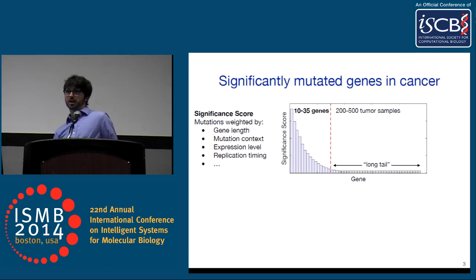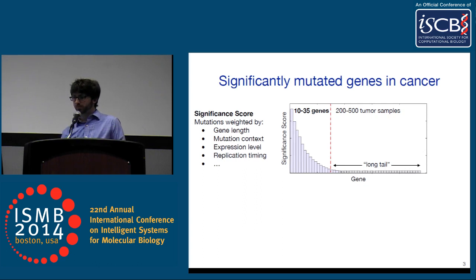And so researchers have applied these scores to large tumor data sets where if you were to plot the results in terms of the significance score against each of the genes, you'd end up with a plot that looks something like this. And so here you have a relatively small portion of genes that are significantly mutated and a long tail of rarely mutated genes. And so this is interesting because we actually know that some of the genes or mutations in the long tail are important for cancer.